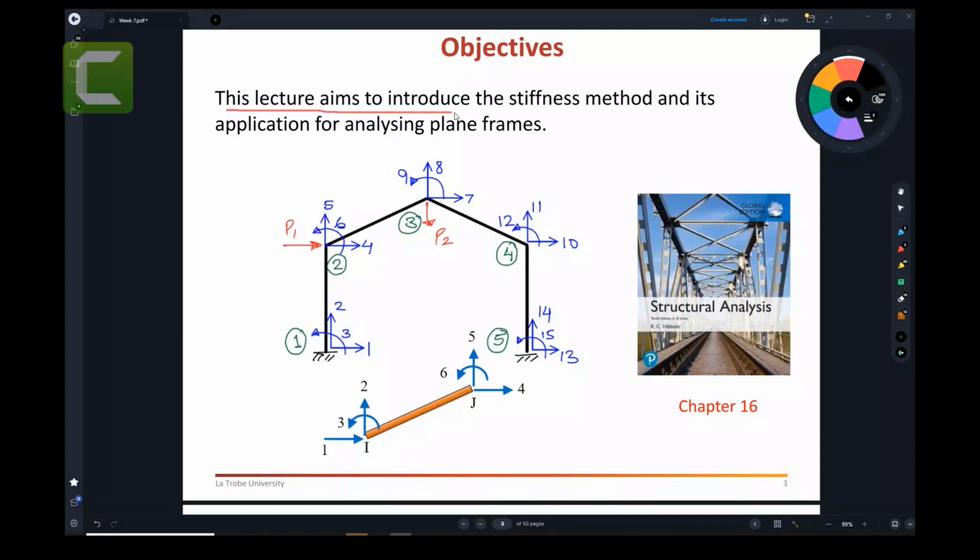These lectures aim to introduce the stiffness method and its application for analyzing plane frames. Plane frame means we are working on two-dimensional frames. We are not working on three-dimensional frames. It is a 2D frame. I hope you have seen frames.